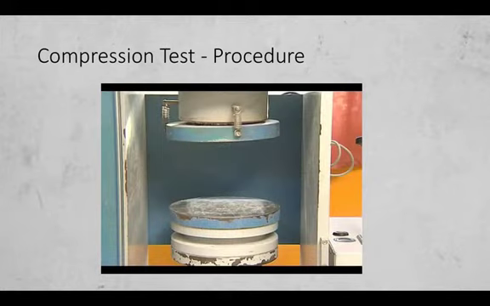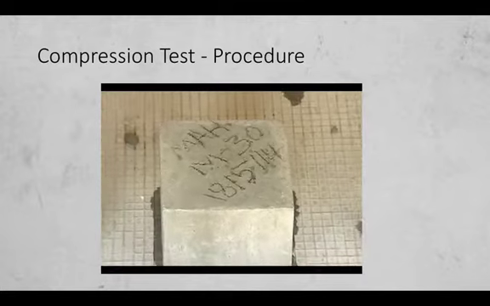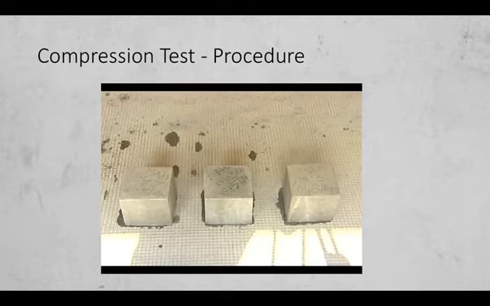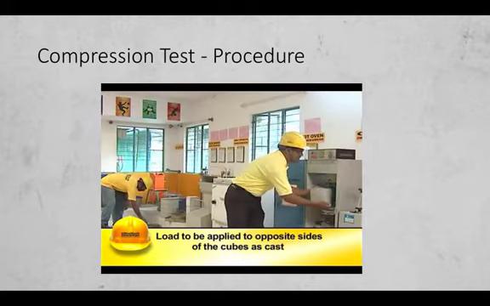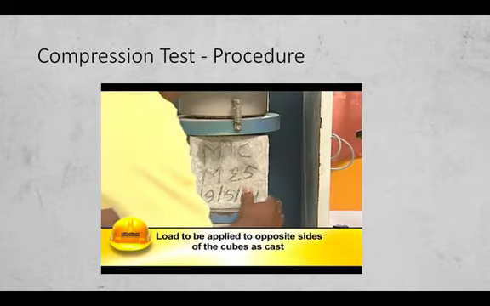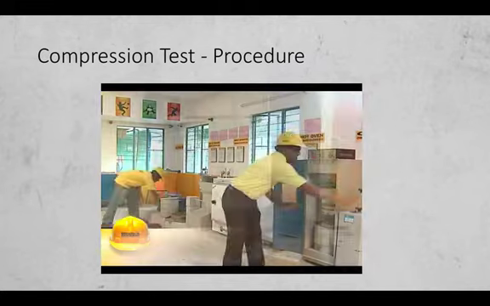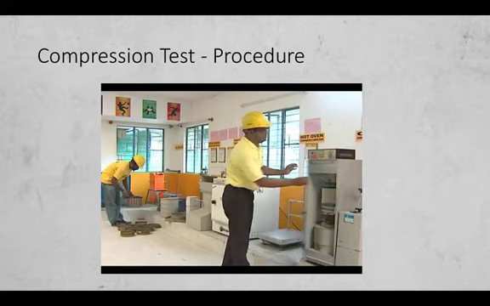The load applying plates, called platens, of the testing machines should be wiped clean. Loose sand or other materials should be removed from the surface of the specimen which is in contact with the platens of the compression testing machine. The cube should be placed in the machine so that the top surface of the cube as cast is facing sideways. The cube shall be placed centrally between the platens. It should be ensured that uniform seating is obtained.